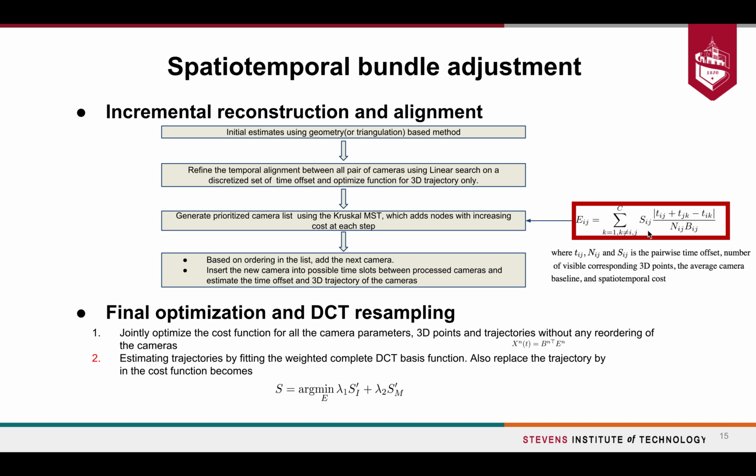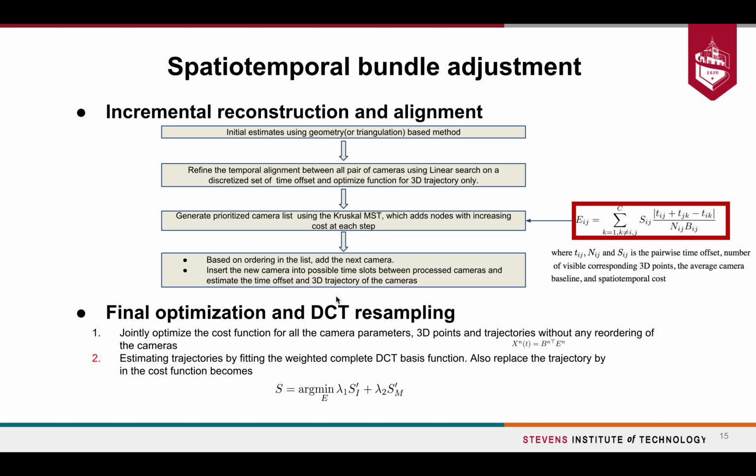Here Tij is the pairwise time offset between each two cameras, N is the corresponding number of visible 3D points, Sij is the cost between each two cameras, which was computed in the previous step, and B is the average baseline. After that, you have an ordering of cameras to add.